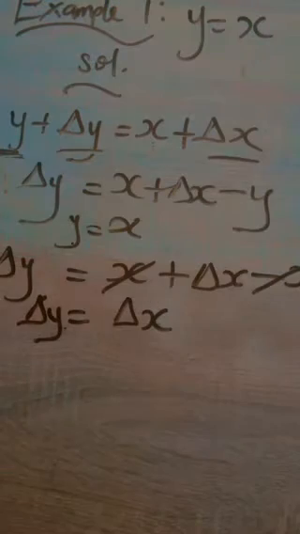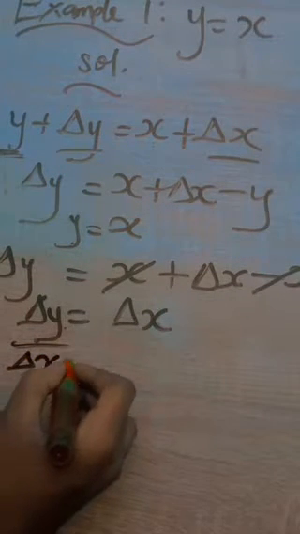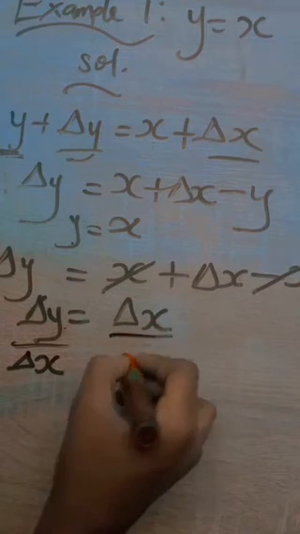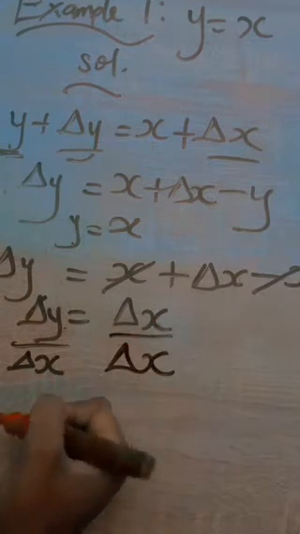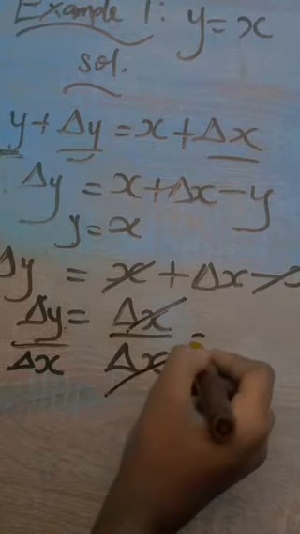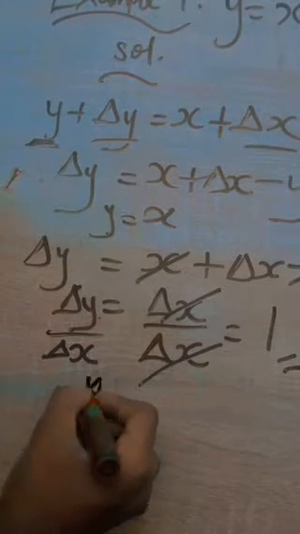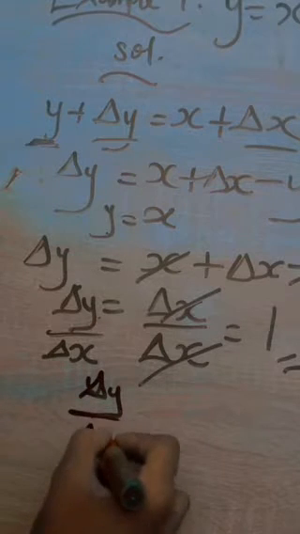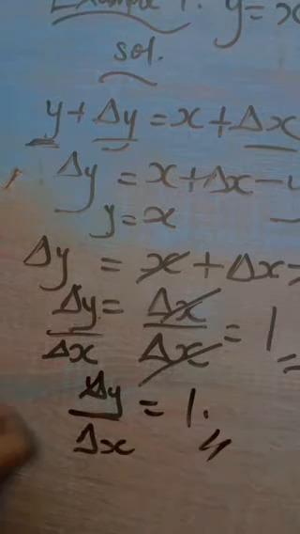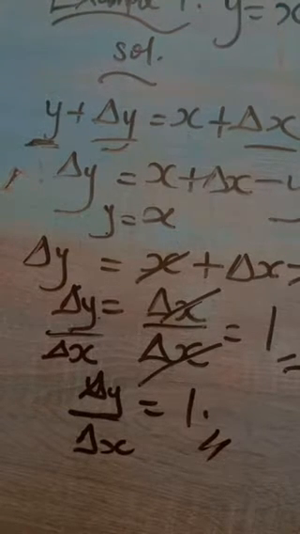Let's divide through by change in x. I have change in y over change in x equals change in x over change in x. Cancelling this gives 1. So change in y over change in x gives 1. You see that it is similar to how we solved in the general method earlier.